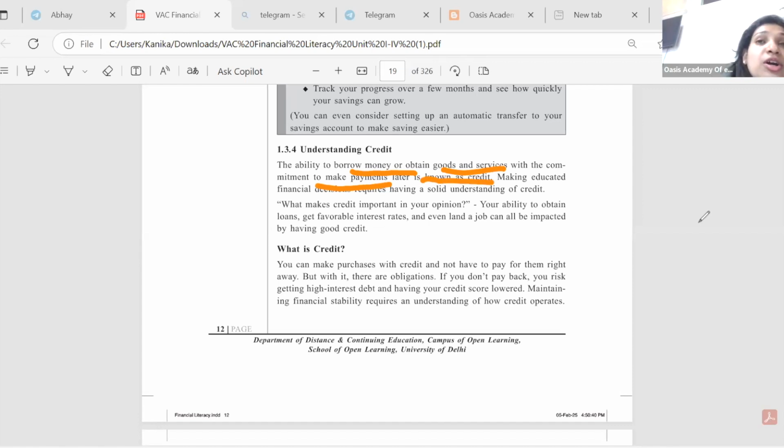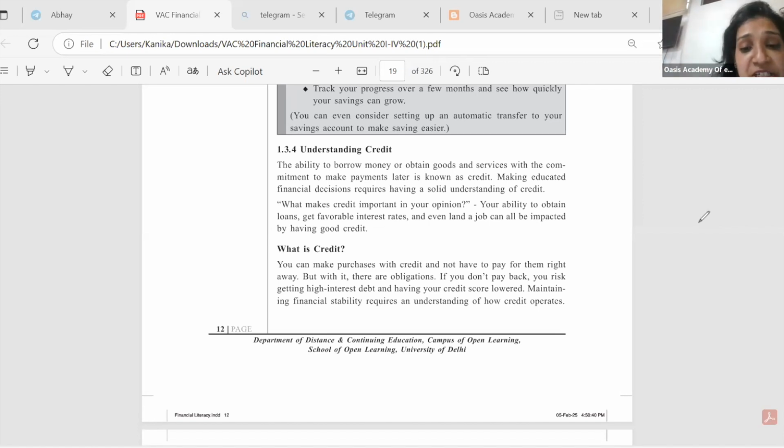Suppose today you purchase goods and you say to the shopkeeper that I will make the payment after 1 month, say 2 months or 3 months. So you're making the payment later. What do you mean by that? You're purchasing goods on credit. This means you're not making the payment immediately, but you're making the payment after some period of time. So this is known as purchasing on credit.